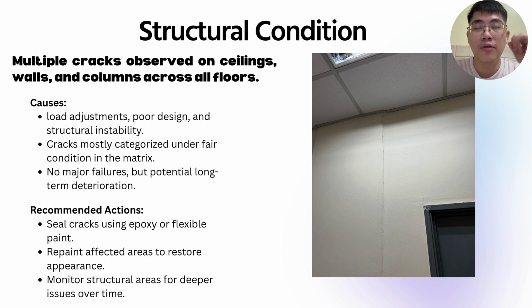Hi, my name is Sean. So I would like to present the part on inspection findings. The first part is about structural condition. Block A shows visible signs of aging. Cracks were found on the ceiling, walls and columns throughout several floors.